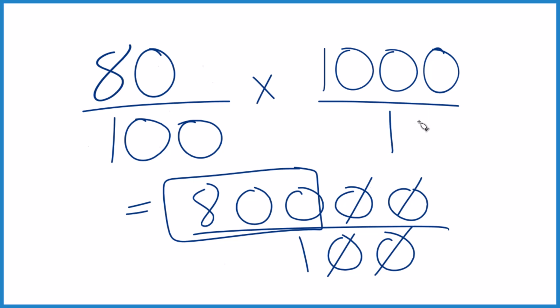So 80% of 1,000 is 800. You could also divide 80 by 100, that would give you 0.8, then multiply that by 1,000, that would give you 800 as well.